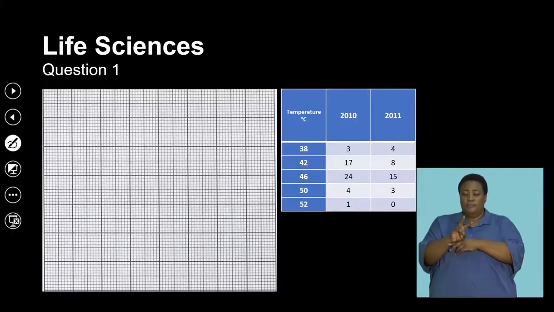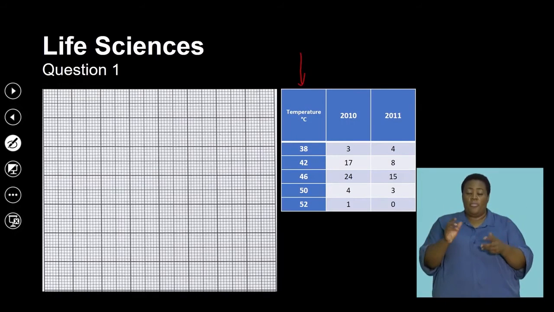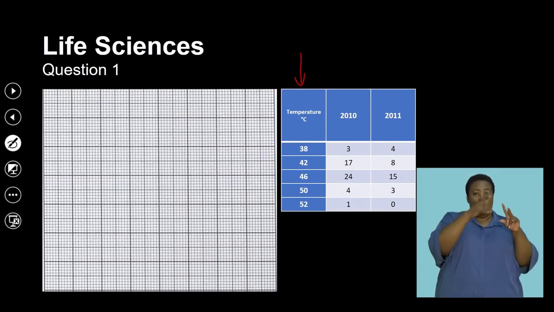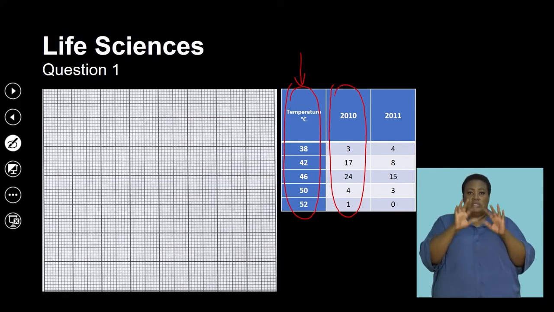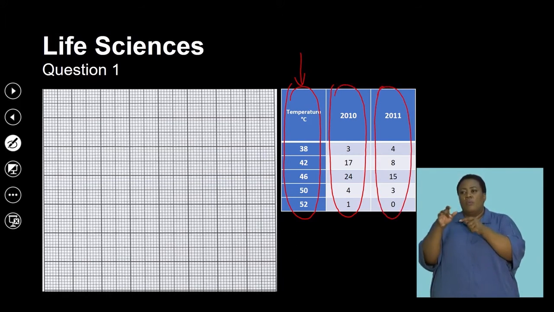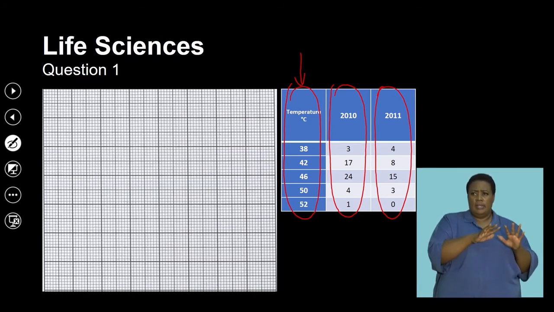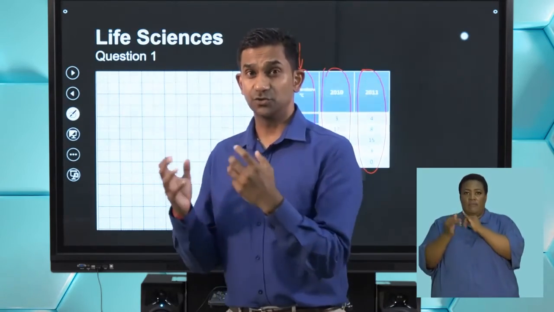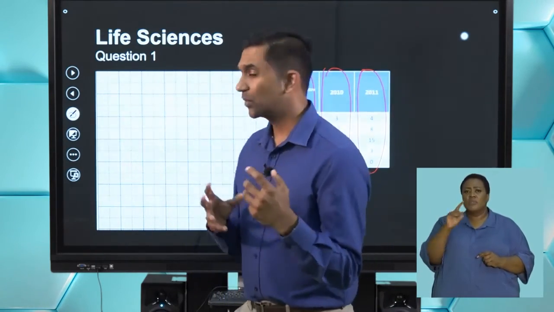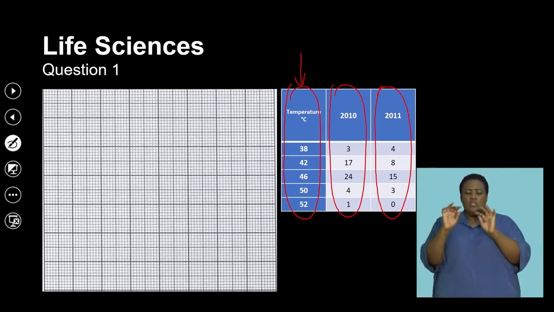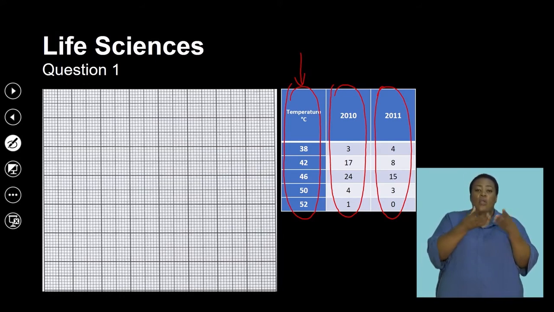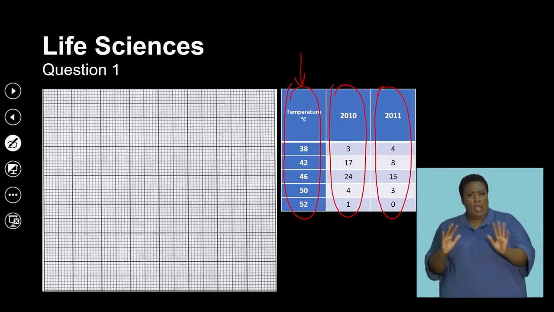So in this table, let's identify the variables. We have temperature, which is the independent variable, and we have the number of deaths in the year 2010, and the number of deaths in the year 2011. So we're seeing the trend for 2010, and we're seeing the trend for 2011. Now, what does this mean? When looking at this information, it talks about how the temperature changes. It also talks about the number of individuals that are dying.